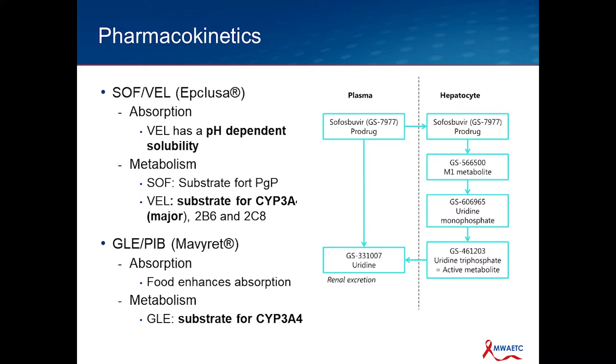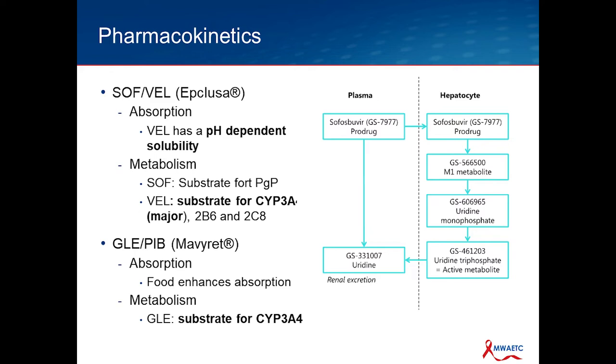And so we need to make sure that there's the hepatic ability to get the drug into these cells where it's going to act. Both of these drugs have different metabolic pathways, and so we would expect different types of interactions. But one of the most common interactions that we see in the HIV world is with the cytochrome P450 system, and velpatasvir is a strong substrate for that. Drugs that interfere with that pathway may also interfere with the drug levels of velpatasvir.